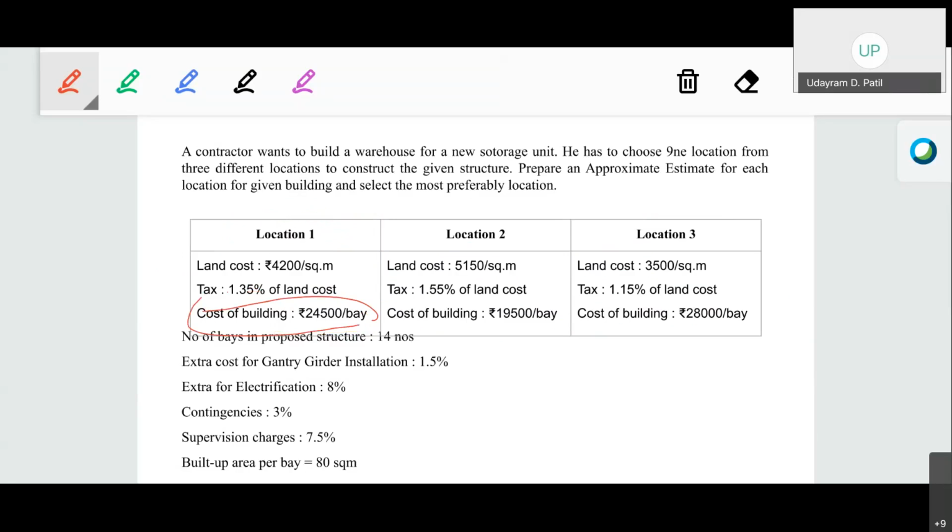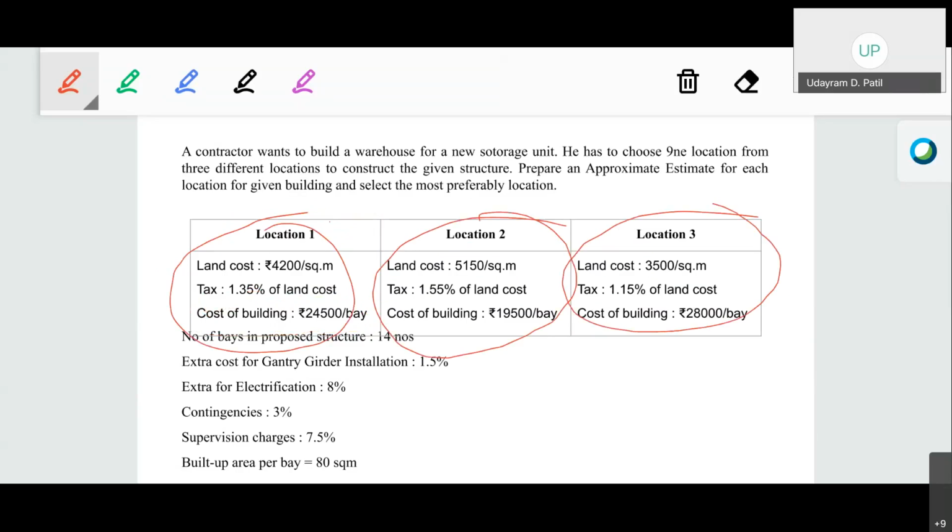Okay, so therefore, by considering the land cost and the cost of the building, the contractor has to choose one location from these three locations by preparing the approximate estimate for each location.